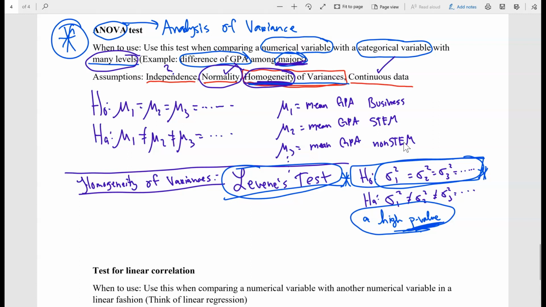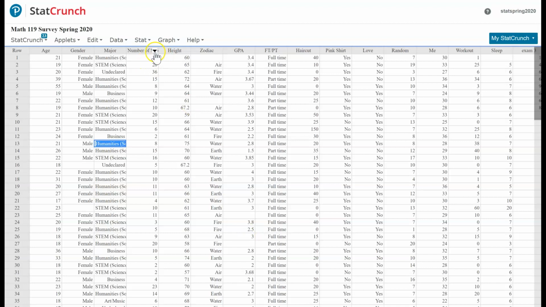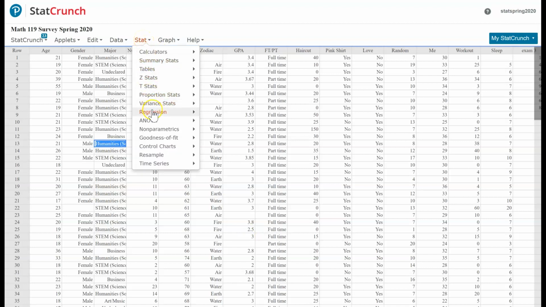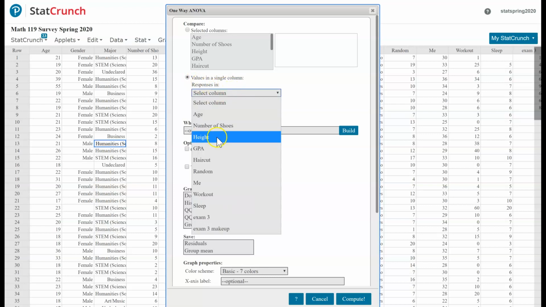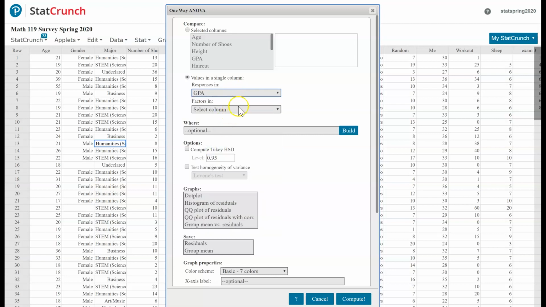Okay, so now how are we going to do that? We checked continuous data, we checked normality, we checked independence. Now what we've got to do is check the homogeneity of variances. So let's go to StatCrunch. Let's click on Stat. We're going to go all the way down to ANOVA and click on One Way. Don't click on that one, I don't think any of your variables are going to be like this. Let's click on values in a single column. Click on responses, that's going to be your GPA. Then click on factors, in that case, major. Then before you continue, you're going to click on test of homogeneity.